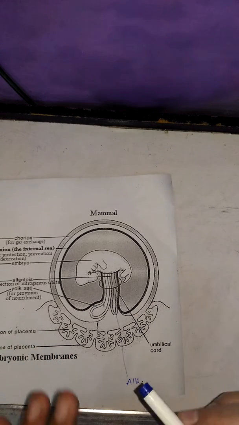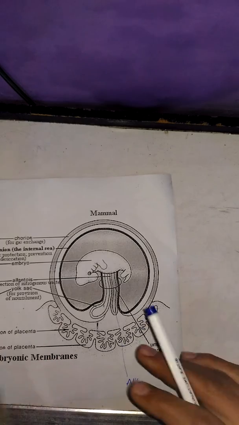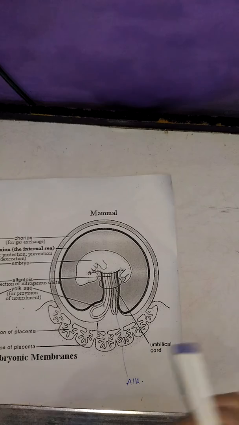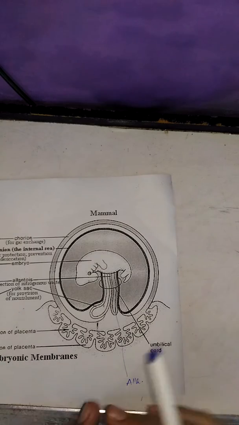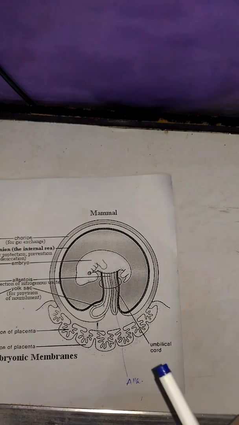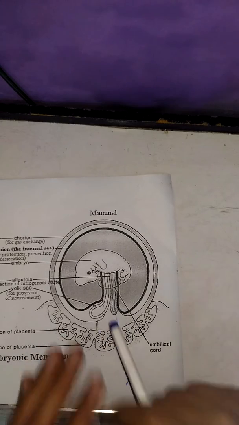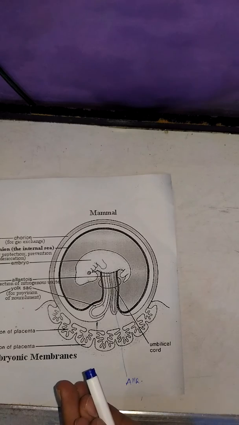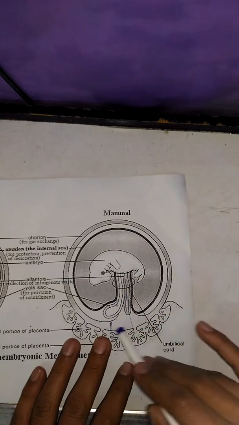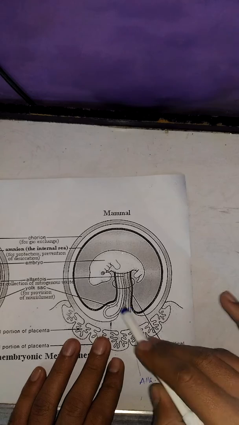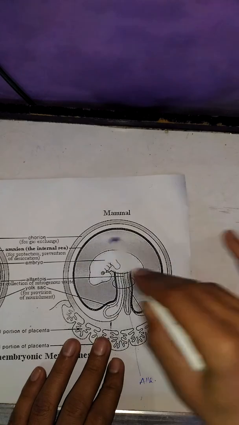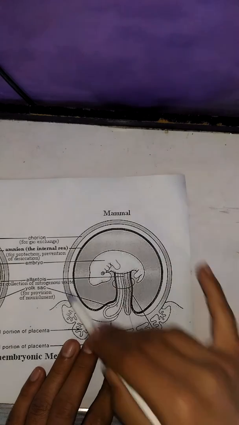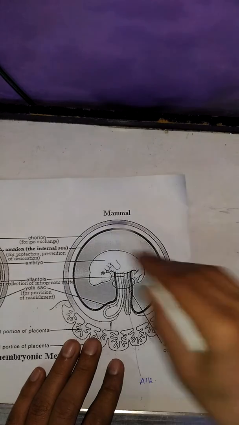So these two sacs are kind of non-functional. Though these sacs have some functions, we will not be touching those functions right now. For our purpose, these sacs in mammals are non-functional. So there are the yolk sac, the allantois sac, the amniotic sac or amnion, and the chorionic sac, the chorion.